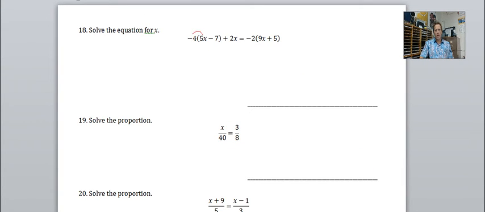18, I have to distribute. Negative 20x plus 28 plus 2x equals negative 18x minus 10. I'm going to combine my terms, which is how I get negative 18x plus 28 equals negative 18x, what's next? Minus 10.